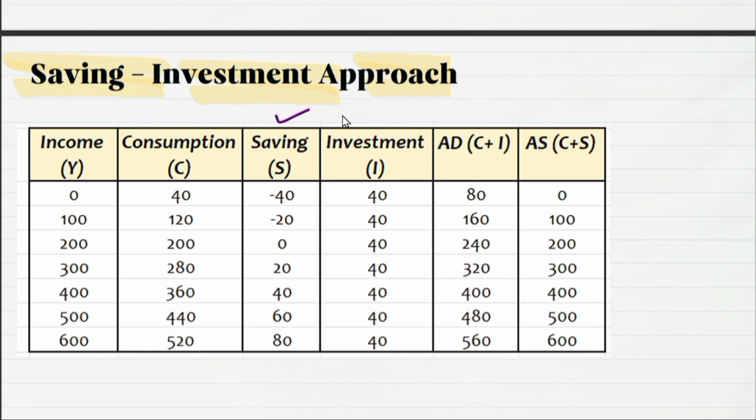In this particular video, we will talk about only these two things. As we can see here, at zero level of income, consumption is 40, savings is minus 40 and investment is 40. Till the level of income is 300, our investment is more than savings. Savings equals investment at 300, and after that our savings is more than investment.